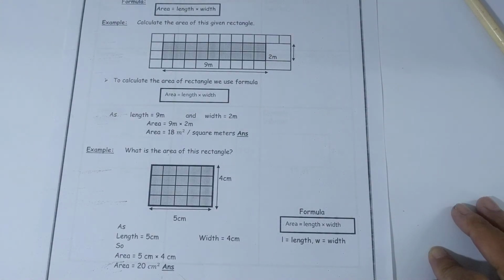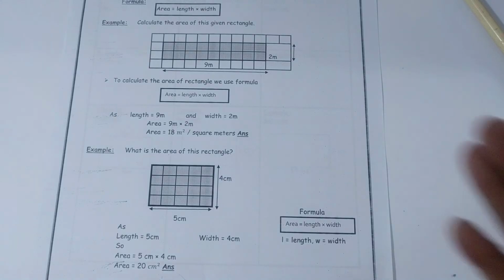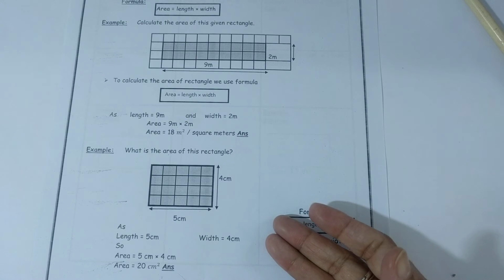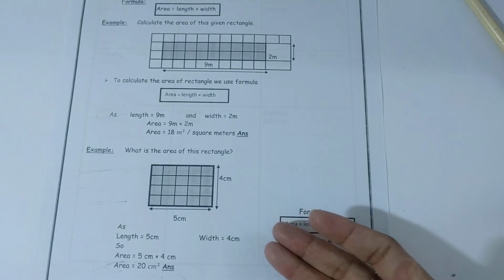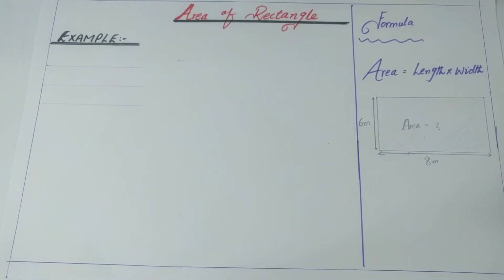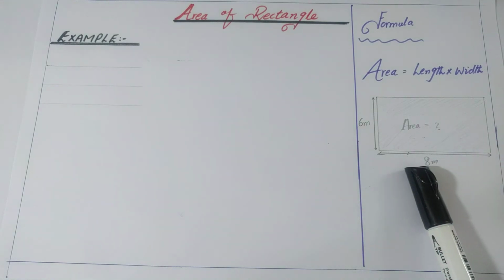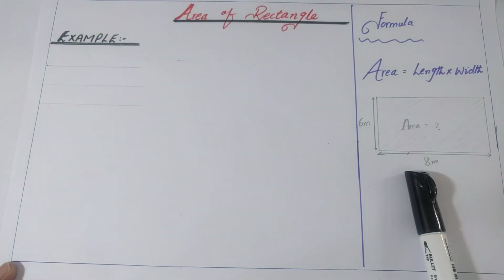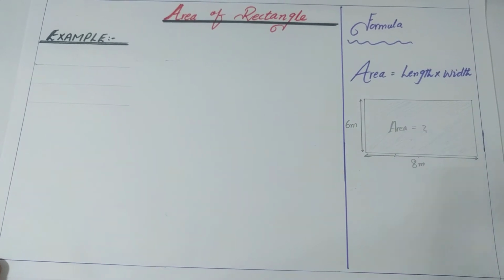Now after these examples I will solve one more example for you, on how to calculate the area of a rectangle. You can also understand the concept by these examples because this method is very easy, but I will also solve one more example for you. Okay, so let's start the example. In this example one rectangle is given. You have to calculate the area of the rectangle.